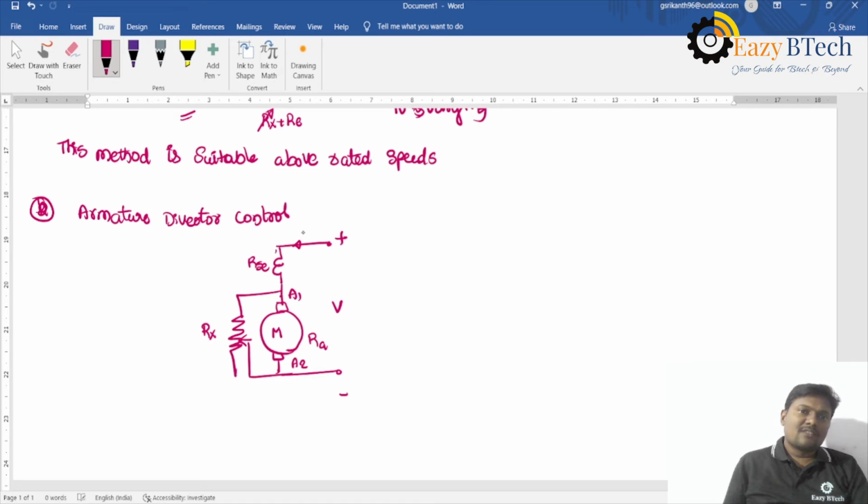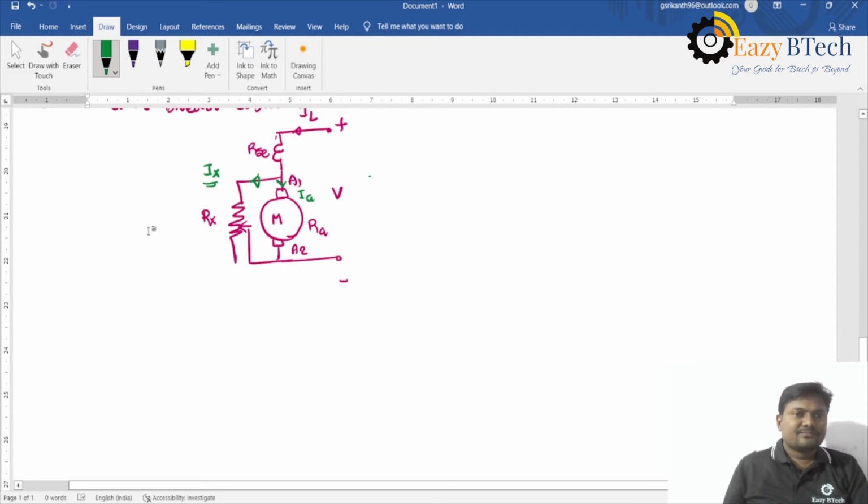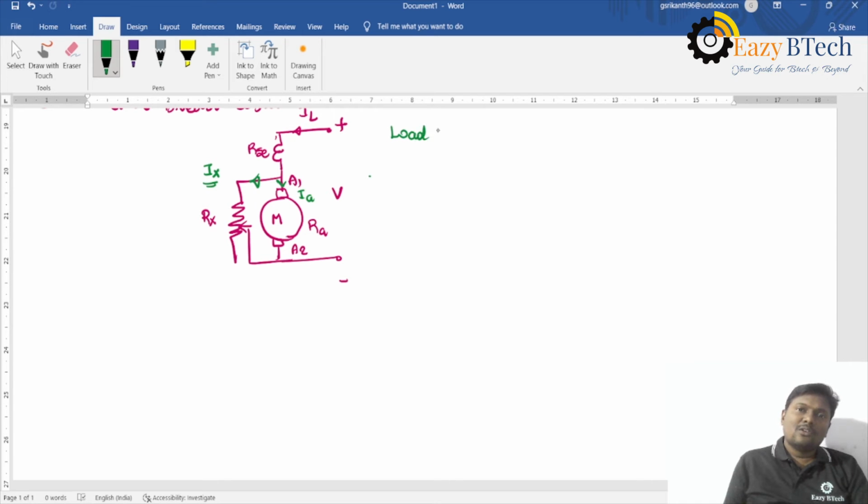The current drawn from the supply is the line current. The current flowing through the armature is IA, and the current flowing through the external resistance is Rx. For a particular value of load, the torque is constant, yes or no? Constant for a particular load.